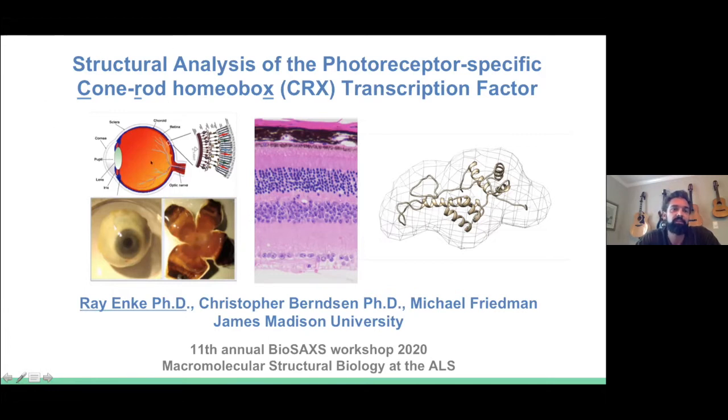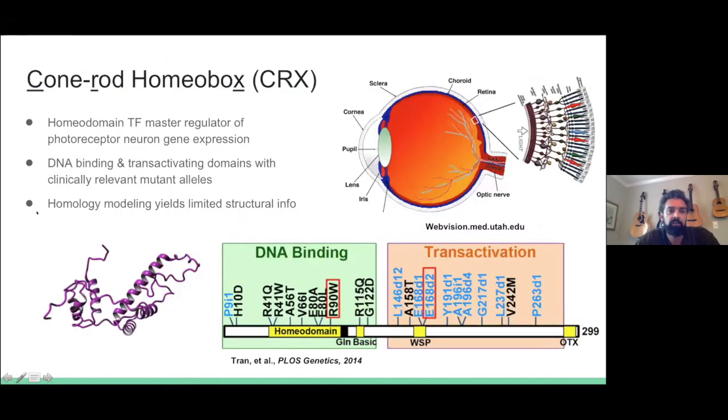The project I'll talk to you about is structural analysis of the photoreceptor-specific cone-rod homeobox transcription factor. So cone-rod homeobox, or CRX, is a homeodomain transcription factor. It's the master regulator of photoreceptor neurons in the human eye, as well as other mammalian retinal neurons. Photoreceptors are the rods and cones that absorb photons of light and transmit that light signal into an electrochemical signal, where it's transmitted into what we perceive as the visual world.